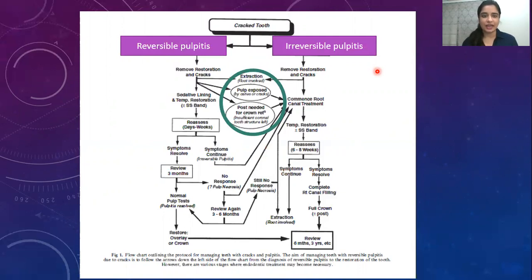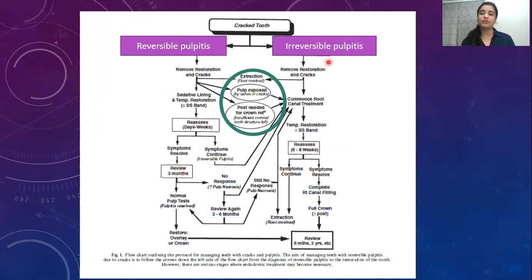Followed by that, if it's a reversible pulpitis, you can see here that you can give a sedative lining or a temporary restoration and just secure the tooth with a stainless steel band. You have to reassess those cases for certain days or weeks, and after the symptoms resolve, you have to review the patient after 3 months. Again, perform the pulp tests and then see if the pulp has a response or it does not have a response.